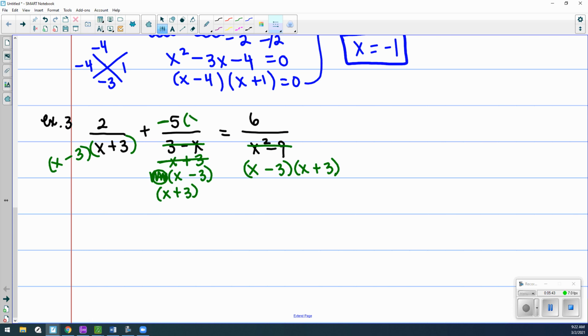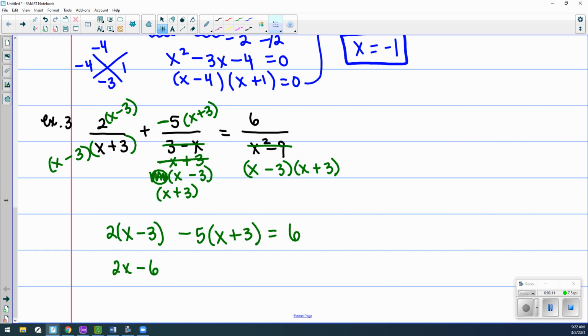x plus 3. So I added an x plus 3 in the denominator. Over here, I added x minus 3. So make sure you do that both top and bottom. I almost forgot. And then multiply both sides by that common denominator. As long as you've got common denominators, they just will cancel out on both sides. So 2 times the quantity x minus 3 minus 5 times the quantity x plus 3 is equal to 6. All right, again, let's solve.